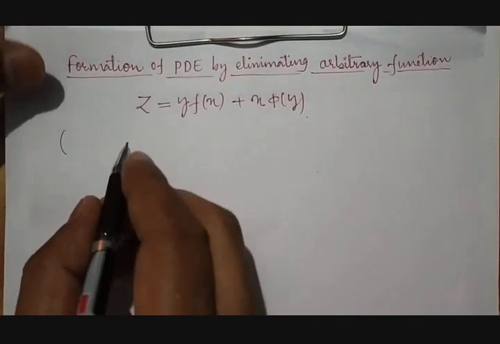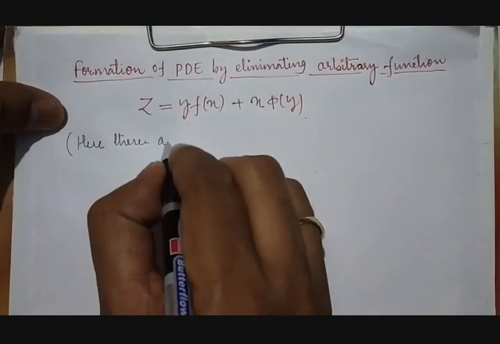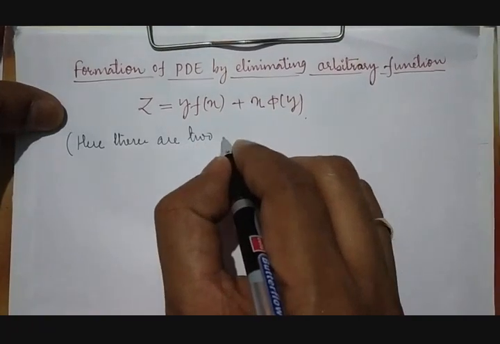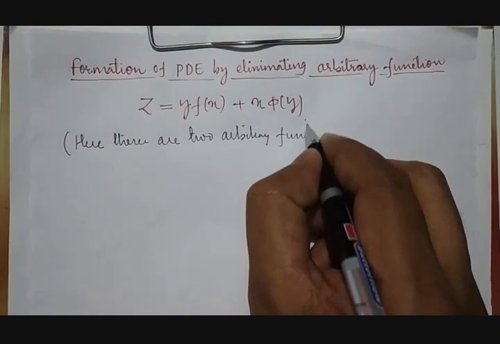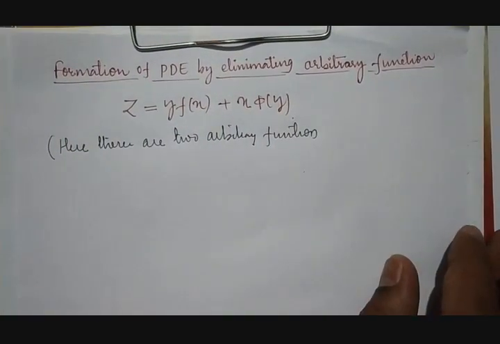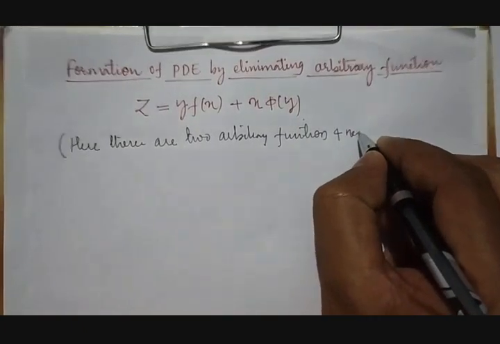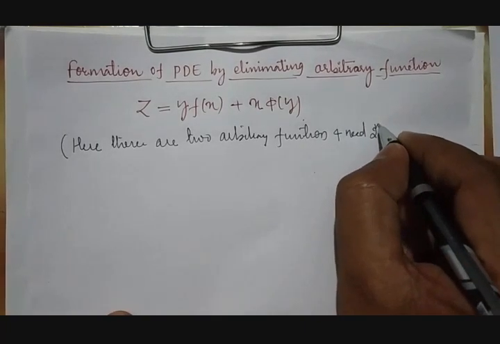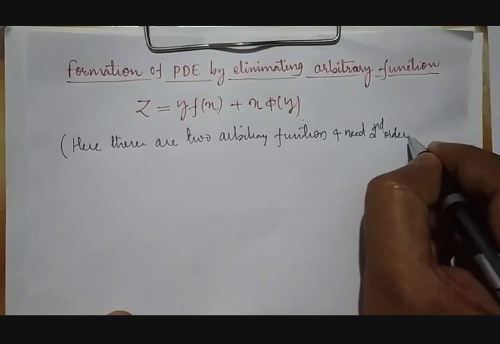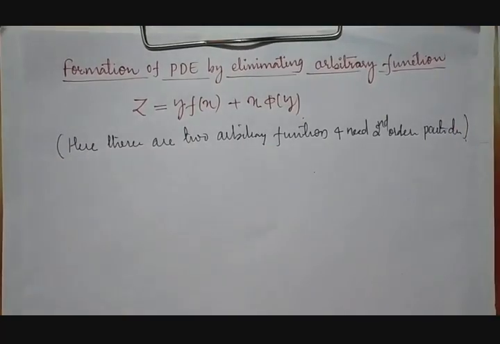The uniqueness is what? In this example, there are two different arbitrary functions available. Okay, so then what to do? When there are two different arbitrary functions available, then we need to go for second order partial derivatives. This is for sure. Please keep it in mind.